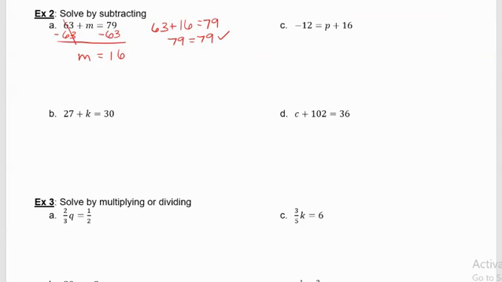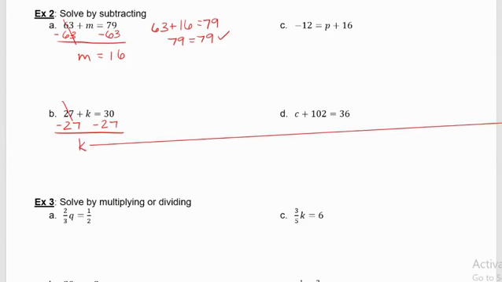For B, I'm going to subtract 27 from both sides. And I get K equals 3. Now if I plug this back in, I get 27 plus 3 equals 30. So 27 plus 3 is 30, so 30 equals 30, and that works. So K equals 3 is my solution.